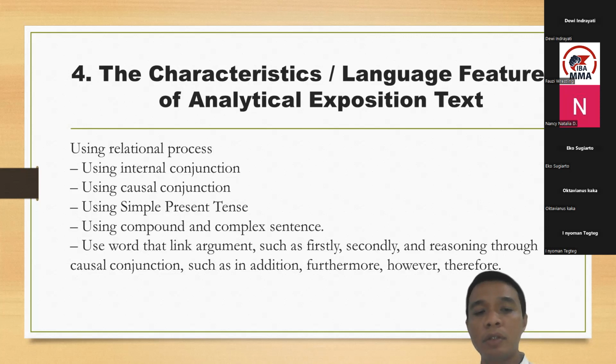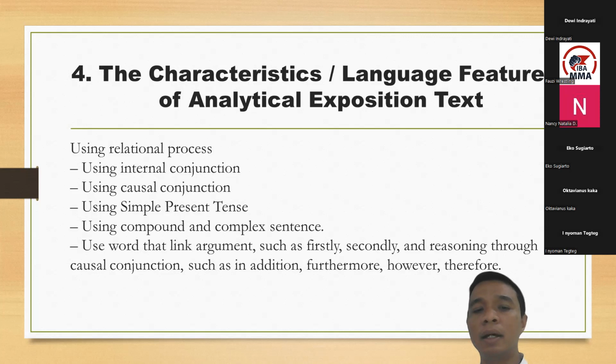The fourth one is using compound and complex sentences. Compound sentences are such as I like singing and I like reading. In a compound sentence, there must be two independent clauses. Meanwhile, complex sentences are such as I like to eat candy before I watch a movie.